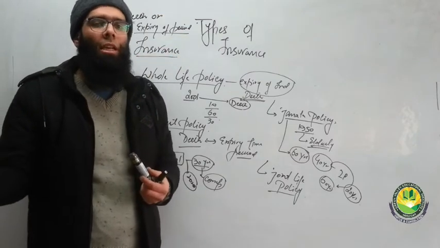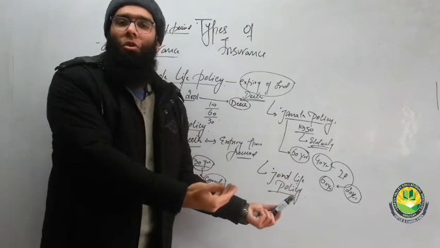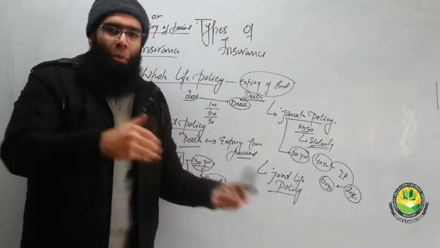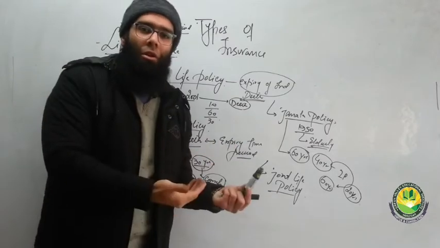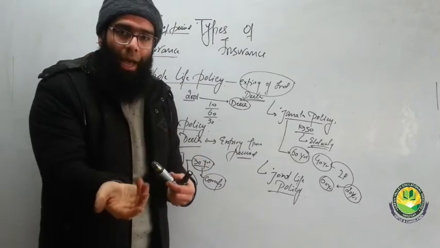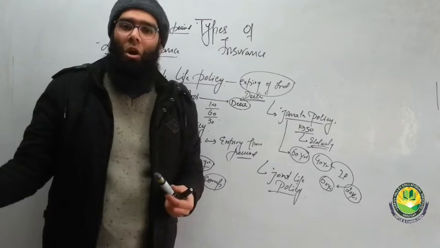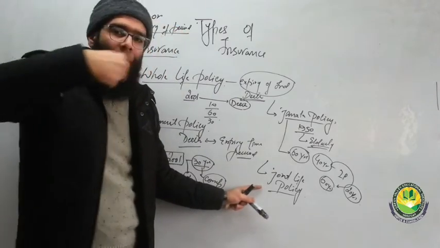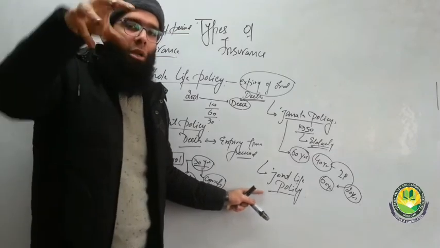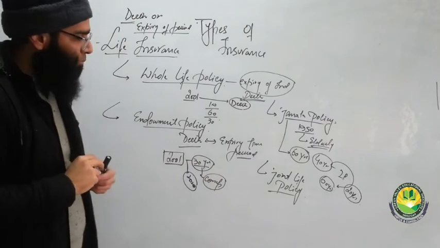Supposedly if the father expires, the insurable amount will be compensated and provided to the wife and the children. If the wife dies, the amount will be transferred to the husband and to the children. And if some of the children die, the insurable amount will be transferred to either the father or the mother. So joint life policy is special because all the members of the family take up the policy jointly. They don't take up separate policies.